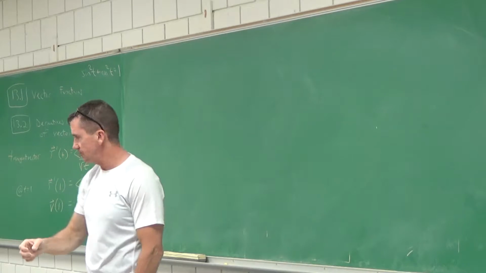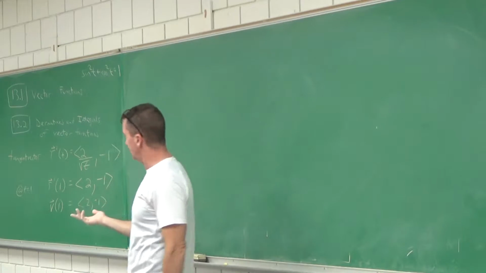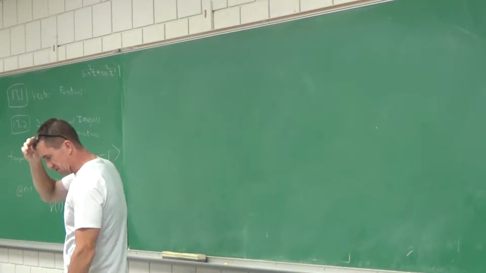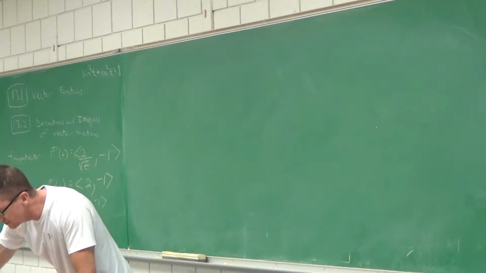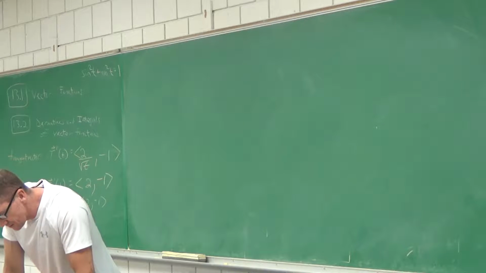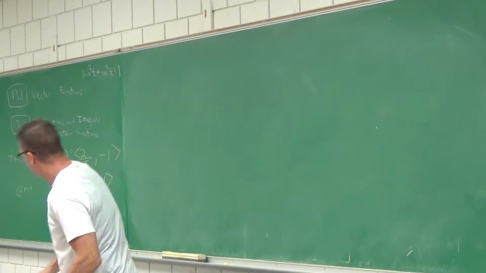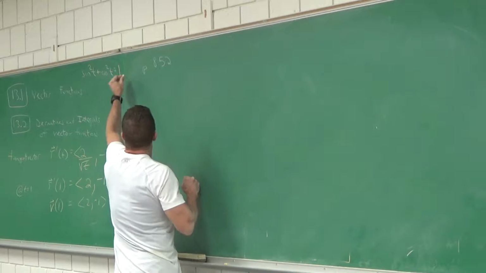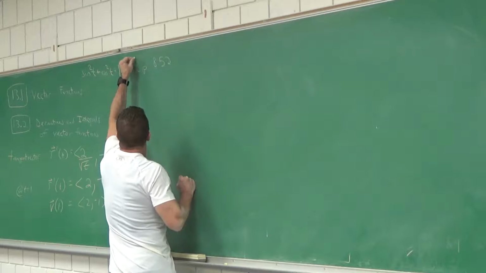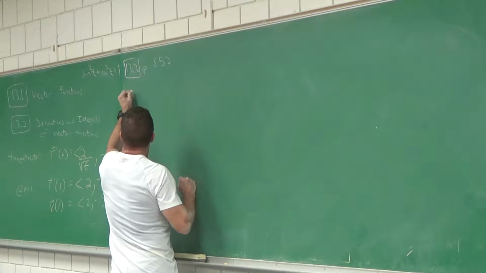Along like a circle or something. But let's look at a vector expression. How about, this is on page 852. This is in section 13.2. Here's the vector curve they give you.